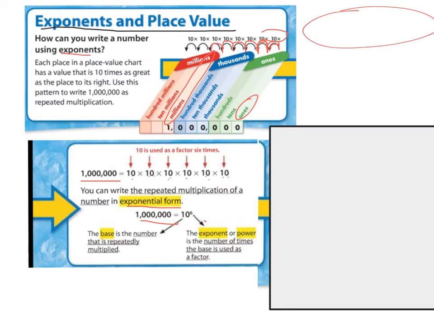But this is read 10 to the 6th power, and this 10 is called a base. The base is the number that is repeatedly multiplied. So this number actually represents what's going on right here. See how 10 is the number being multiplied. And 6, right here, the power of 6, is how many tens there are. There's 1, 2, 3, 4, 5, 6. And the exponent, or power, they're the same thing, is the number of times the base is used as a factor.